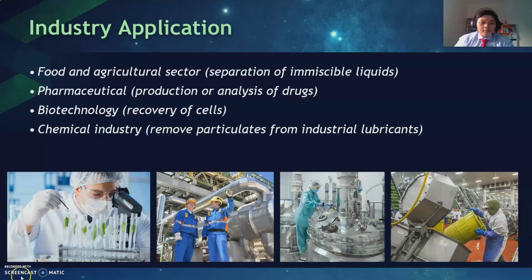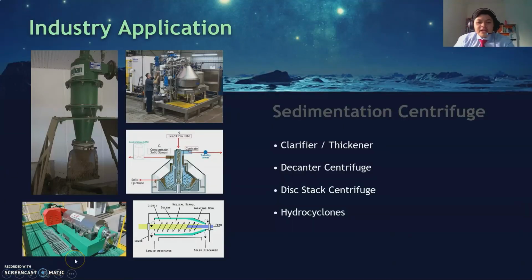Next, I will explain the industry applications of the centrifugation process. It is used in the food and agricultural sector, and also in the pharmaceutical, biotechnology, and chemical industries. There are two types of centrifuge that are used. First is the sedimentation centrifuge. Under this sedimentation centrifuge, we have the clarifier, decanter, disc stack, and also hydrocyclone.